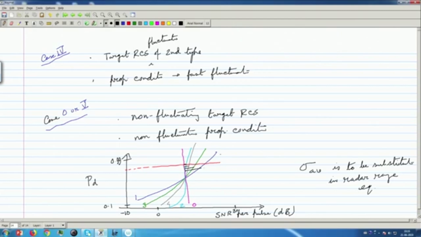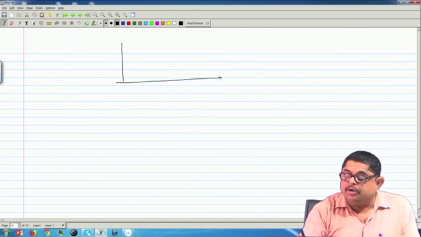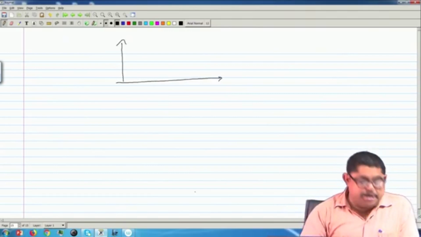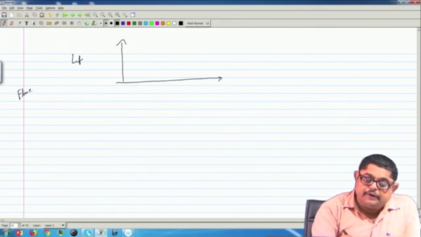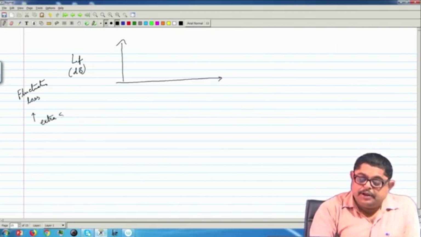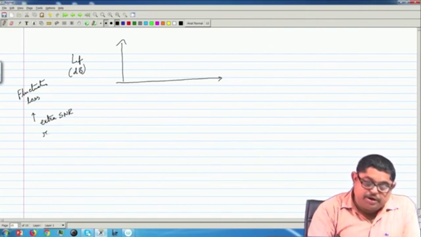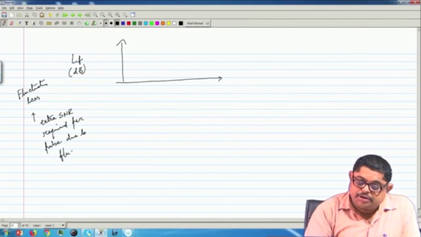Now, that is why people also do one more thing: they call it the fluctuating loss. Because of the target fluctuation and propagation condition fluctuation, that loss is coming, so I can put that as a loss. This is called fluctuating loss, in dB. So what does it mean? It is the extra SNR required per pulse due to fluctuation.